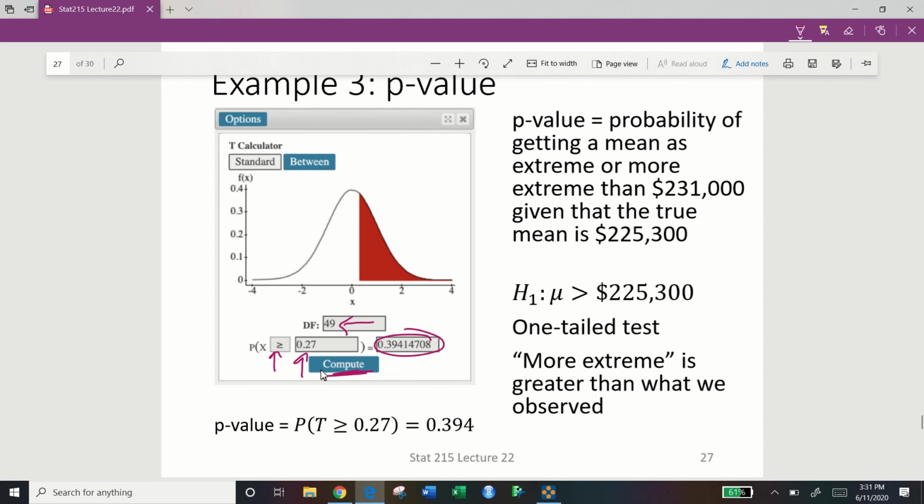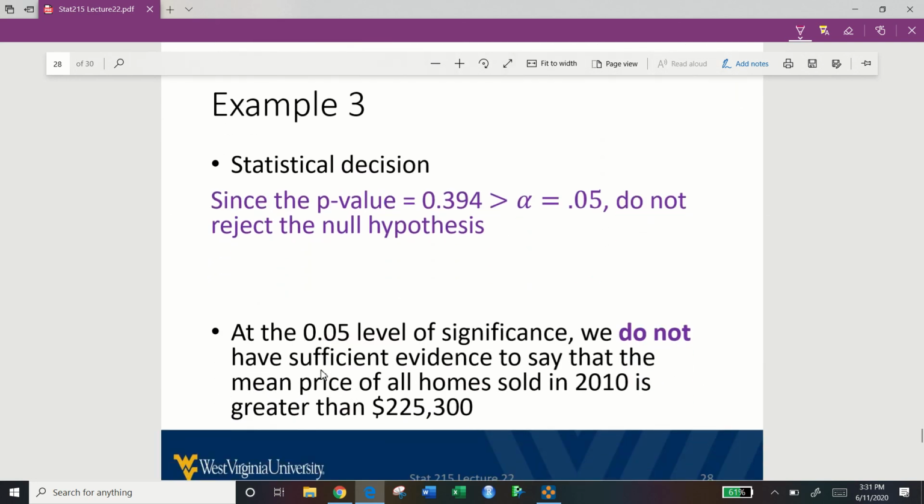Now we can move on to our last step, which is to state our statistical decision and make our conclusion. In this case, our p-value of 0.394 is greater than our alpha value of 0.05, so therefore we will not reject the null hypothesis. This means our conclusion will be, at the 5% significance level, we do not have sufficient evidence to say that the mean price of all homes sold in 2010 is greater than 225,300.